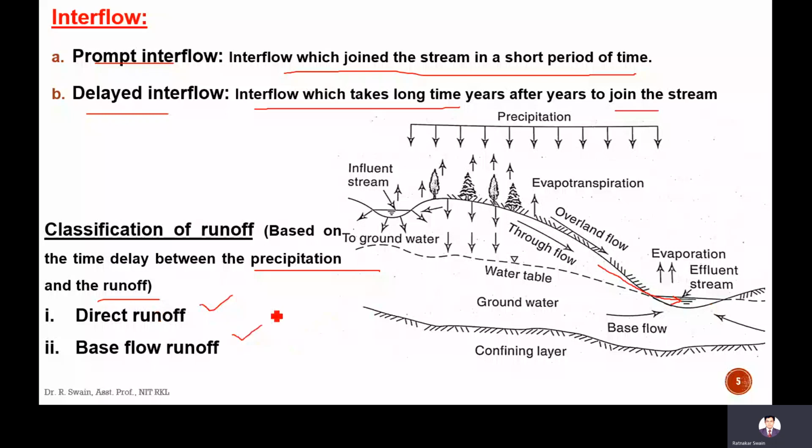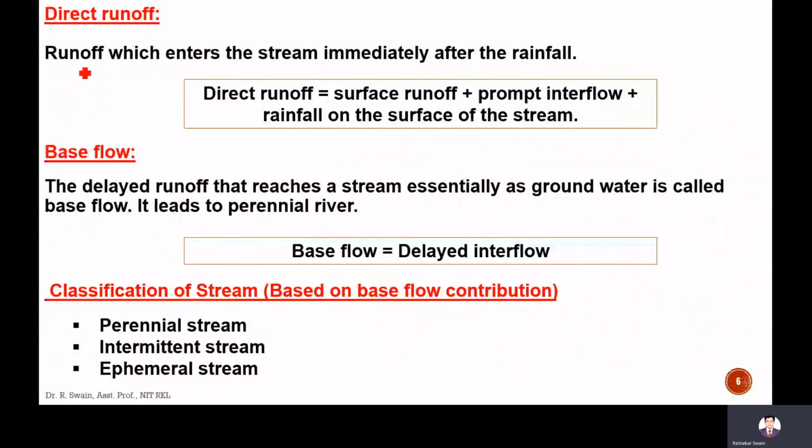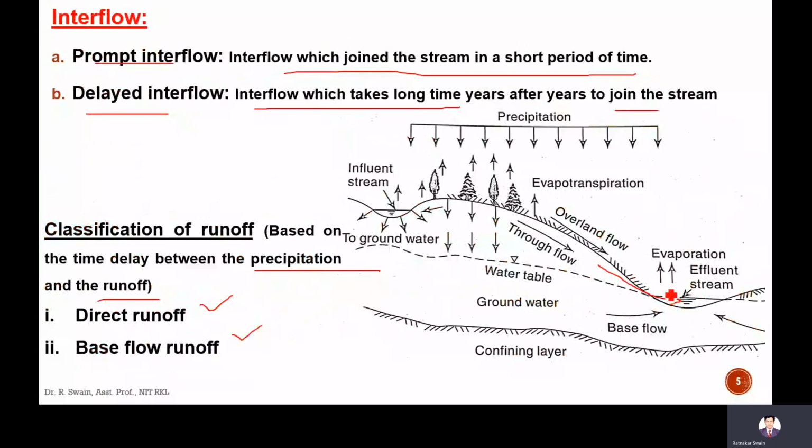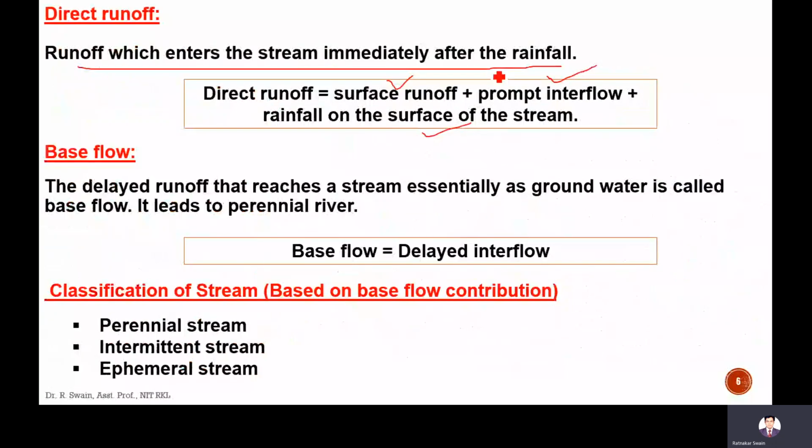What is direct runoff? Direct runoff means the runoff which enters the stream immediately after the rainfall. That means surface runoff, which is overland flow. Then prompt interflow, which joins the stream in a short period of time. Then rainfall on the surface of the stream, means there may be rainfall on this surface here. That is also runoff. So this combination of these three terms is called direct runoff.